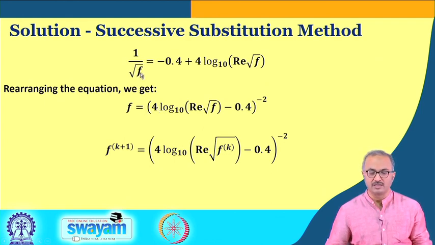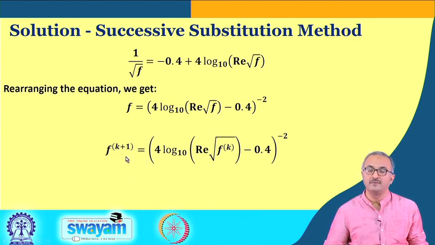Here, we are basically taking the square on both sides and then taking the reciprocal. When you square this whole equation, the square root of f becomes f, and then you take the reciprocal of this particular equation. That is how we get this equation.